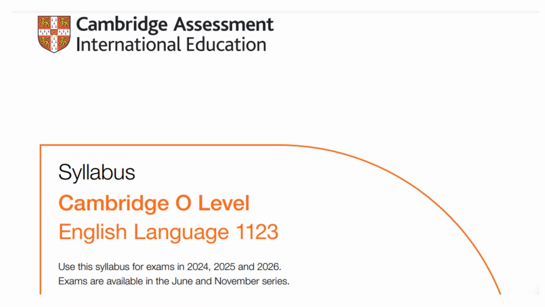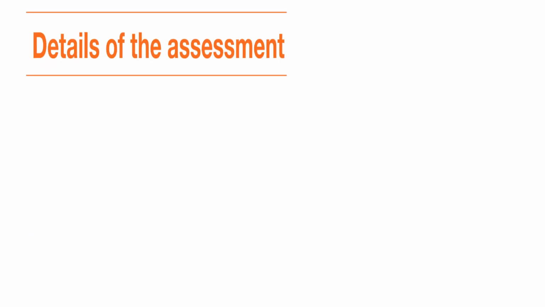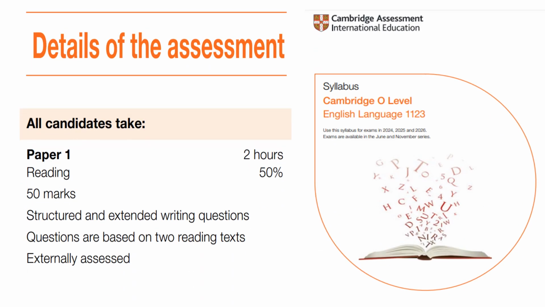Bismillah ar-Rahman ar-Rahim. This video aims to introduce you to Paper 1 of the new syllabus, 2024 onward. Now when you look at the details of assessment, we find that according to the Cambridge new syllabus, Paper 1 is now a reading paper and the time for this paper is 2 hours, and the marks for this paper are 50 marks, and that makes the 50% weightage of the total paper of 100 marks.